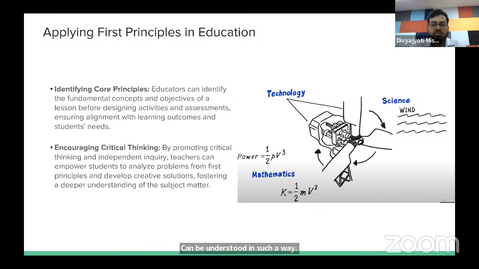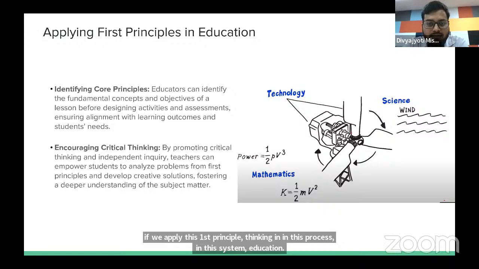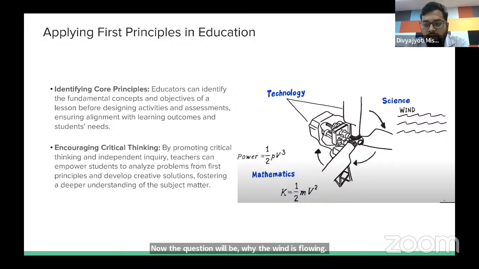Now, if we apply first principle thinking in this STEM education, the question will be: why is the wind flowing? We have taught these topics in the classroom also, but if you ask even senior students why the wind is moving, they might not be able to give you the answer. So first principle thinking teaches us to first ask the question why, and make it simpler than that.